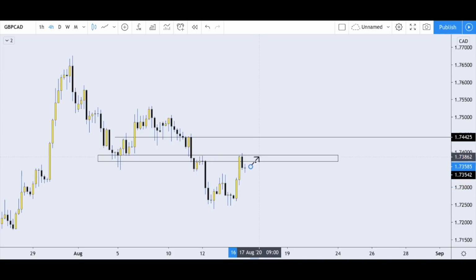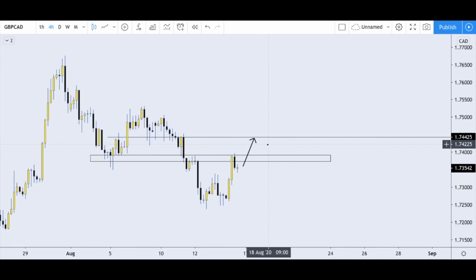However, if price continues to push up higher, our next level of resistance is going to be around here. The reason why I have this line drawn on is because we have some wick rejections right over here acting as a level of resistance, and then multiple wick rejections right here acting as a level of support.